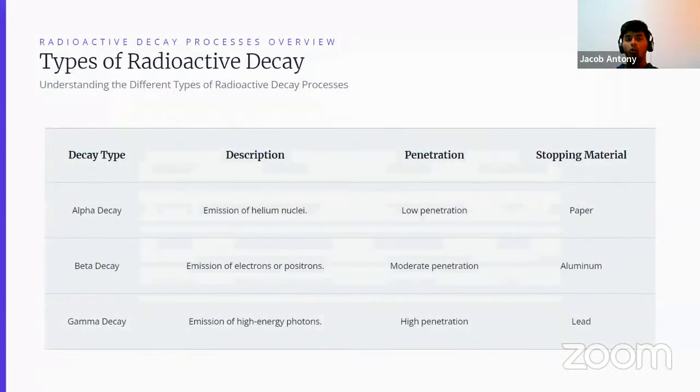Here we are going to talk about the different types of radioactive decay. We have three types: alpha decay, beta decay, and gamma decay. In alpha decay, the emission is of helium nuclei. In beta decay, it is the emission of electrons or positrons. And in gamma decay, the emission of high energy photons.